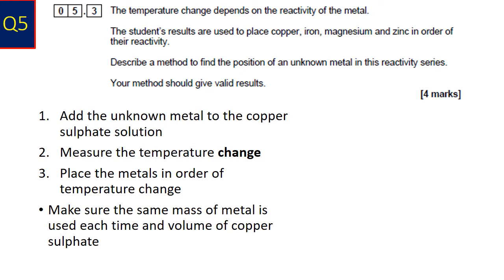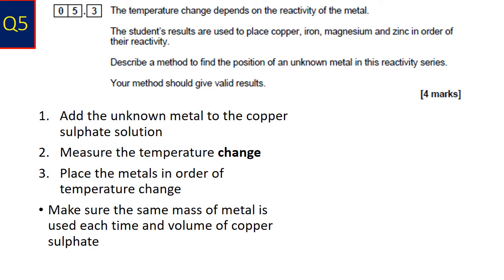So you're going to add the unknown metal to the copper sulfate solution, and you're going to measure the temperature change. Now measuring that temperature change is important there. If you just say measure the temperature, you'll probably lose that mark because we need to know the start temperature and the end temperature. That's covered by saying measure the temperature change. But you can alternatively say measure the start temperature, measure the highest temperature. Later on, you can then place the temperatures in order of temperature change to get the reactivity.